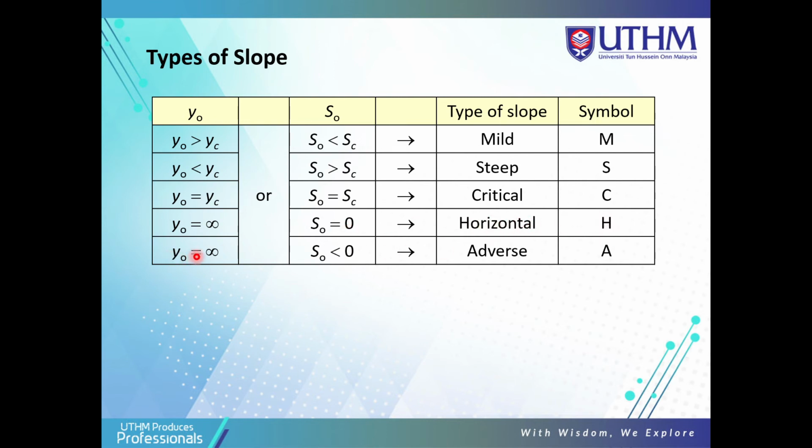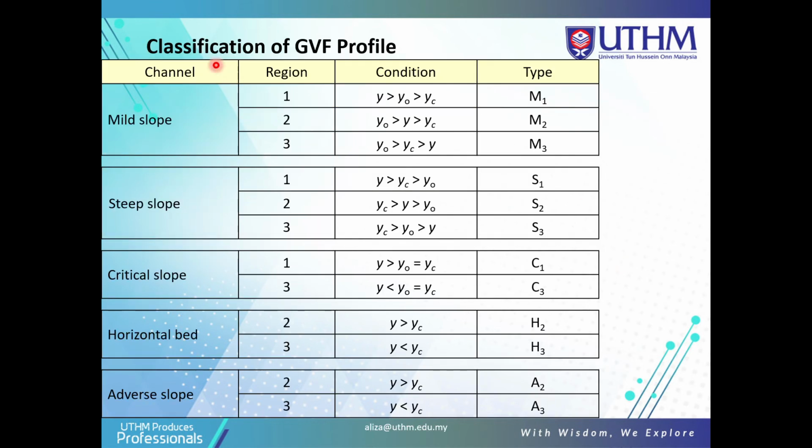Okay, when y naught is infinity, s naught is less than 0. So this is the adverse slope. We call it the A symbol. Okay, so these are the types of slope. So this is a classification of GVF profile.